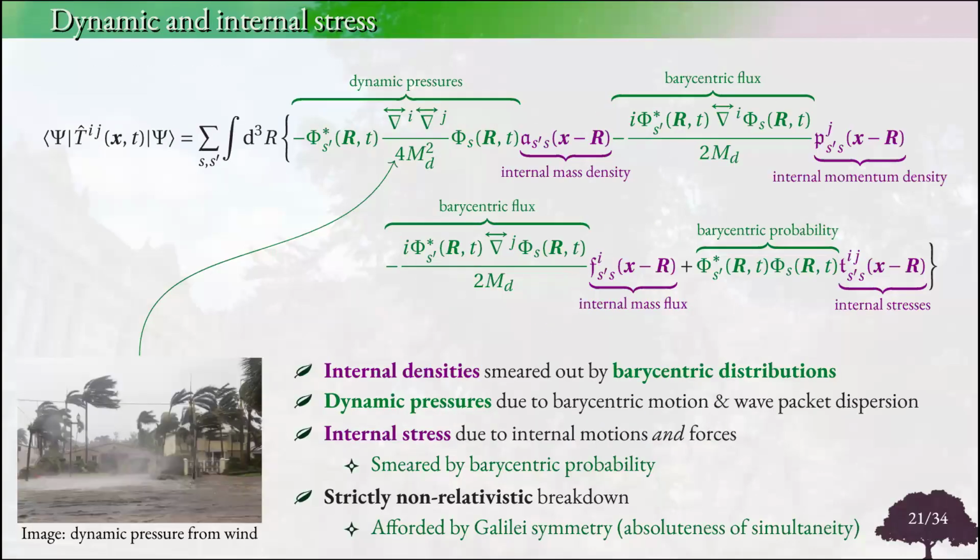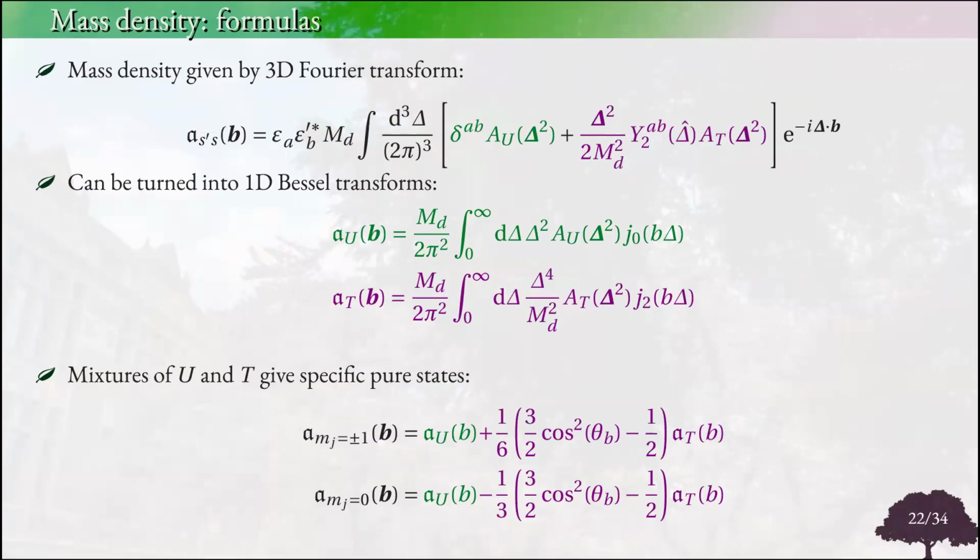Now, this actually also allows us to get things like the internal mass density, momentum density, and so on. So I'm going to look at those first to help build a little bit of intuition and prepare for what's to come. So the mass density, first of all, is given by a 3D Fourier transform. This here I'm writing as effectively a 3x3 matrix. You have initial and final Deuteron spin indices. These can be +1, 0, or -1.